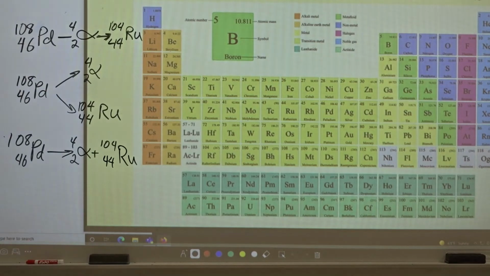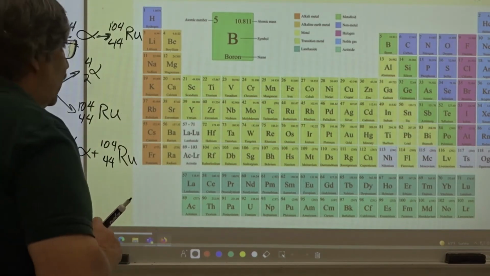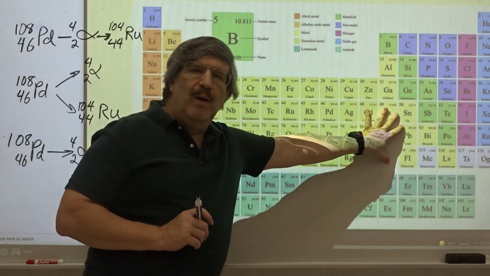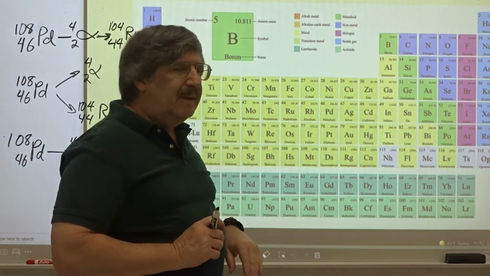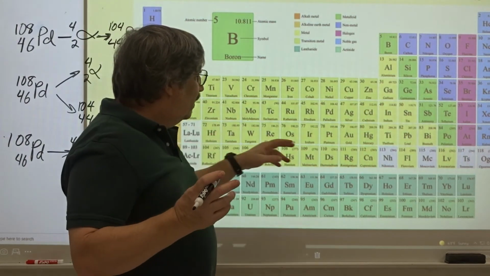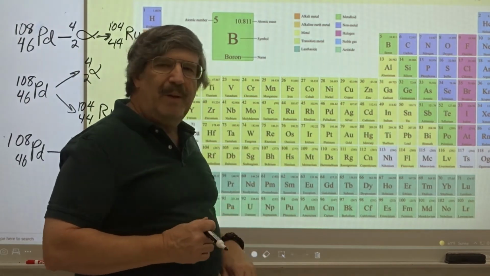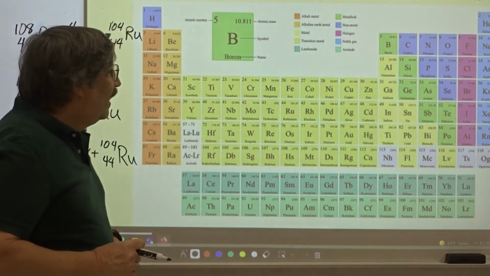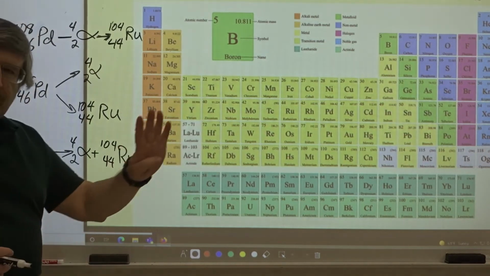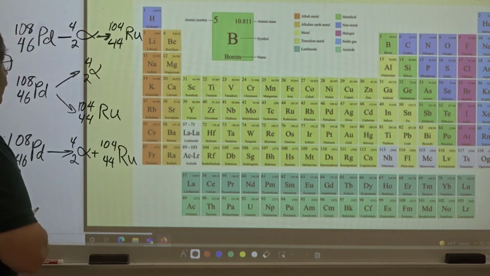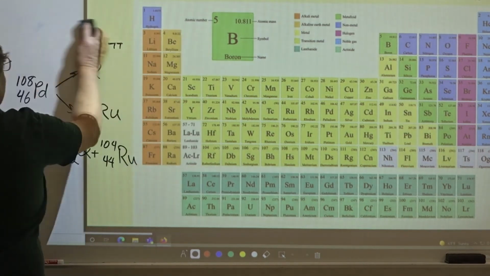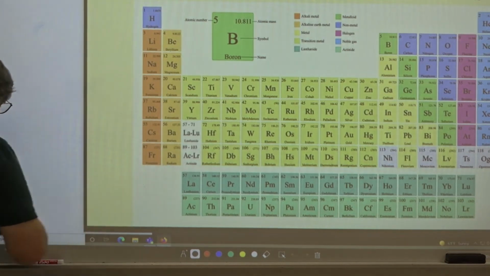So try doing this with different isotopes. Take one of these at random, and you will see that you will always wind up 2 to the left of wherever you started, because you're removing 2 protons, and your atomic mass number will always drop by a total of 4. Okay, so that is alpha particle decay.